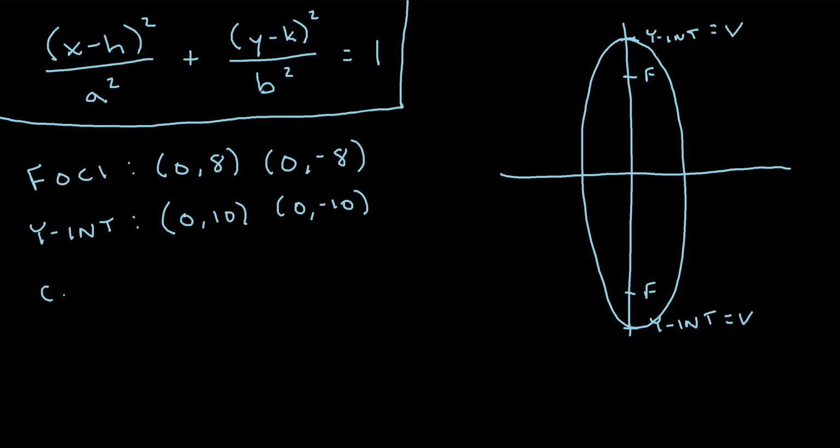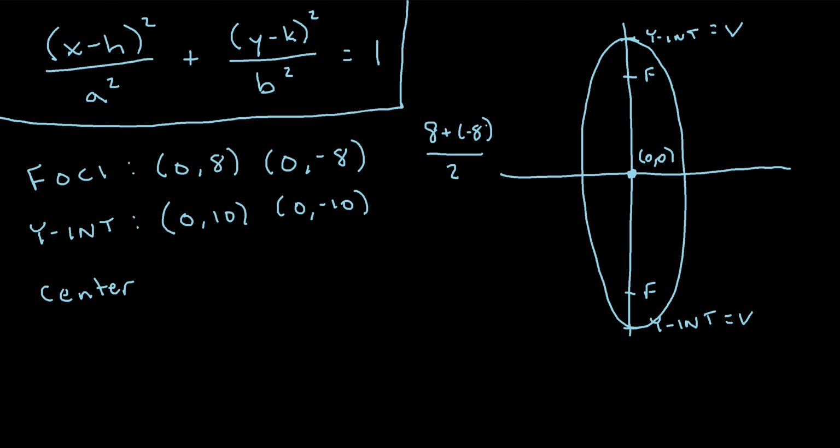Well, first we need to find the center of this ellipse. The center will be located directly in between the two foci. So we have foci of (0, 8) and (0, negative 8). We can see that the center of this ellipse will be directly in the middle of those two, located at (0, 0). And if that's not immediately obvious to you, when you have a vertical ellipse like this, you can just take the average of the y values of the foci.